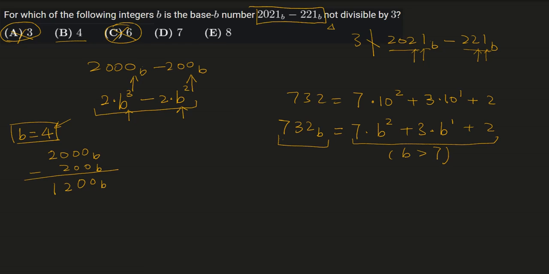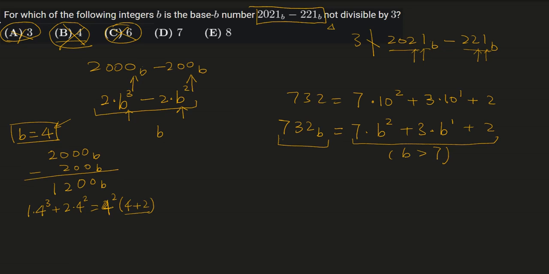So what does that mean? What is the actual value in base 10? That is 1 times 4 to the 3 plus 2 times 4 to the 2. Let's factor out 4 to the 2, 4 squared, and then we have 4 plus 2. Aha, this is 6, which is divisible by 3. Therefore, this is not our choice. Choice B is out.